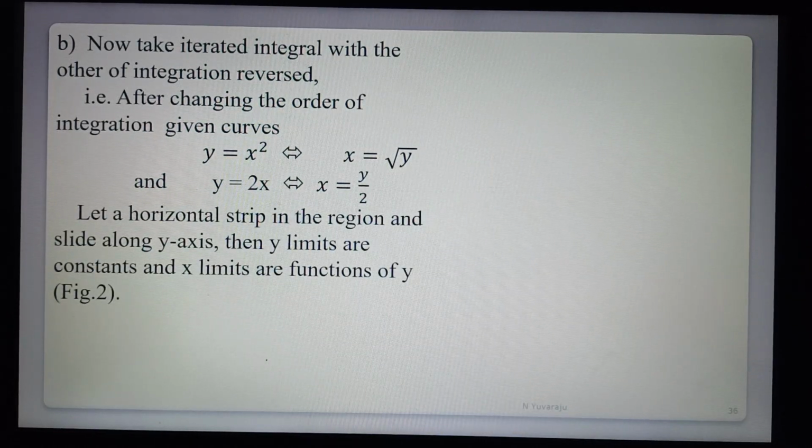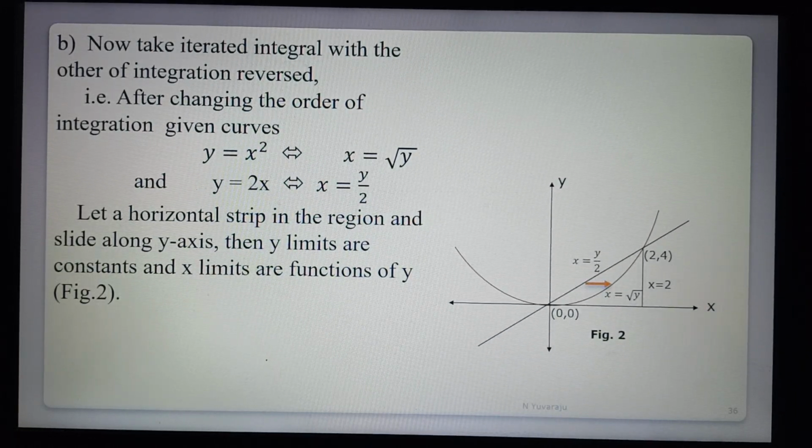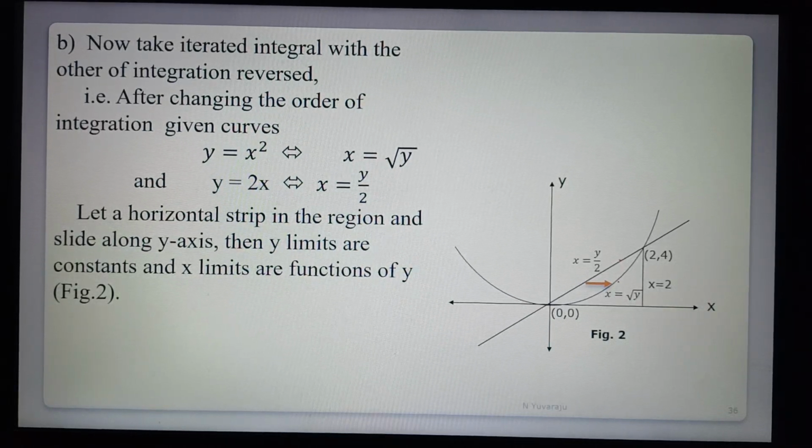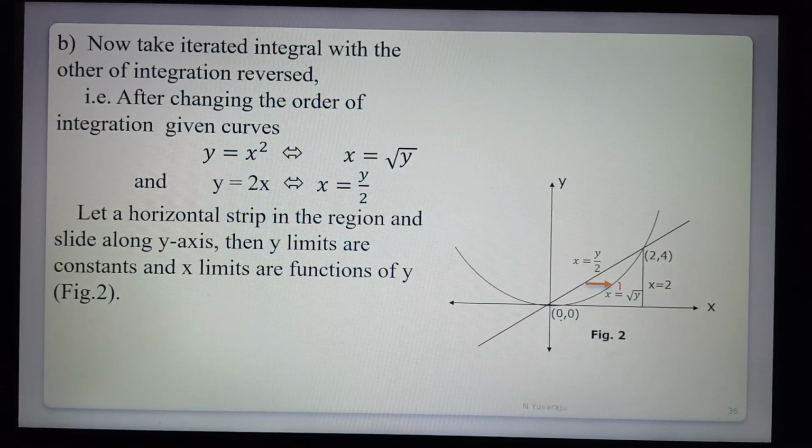Let a horizontal strip in the region slide along the y axis; then the y limits are constants and the x limits are functions of y. See the graph, the same graph with no change, but the limits are changed. This is y equals 2x, which after changing the order is x equals y by 2. And this is y equals x squared, which after changing is x equals root y. The points of intersection are 0, 0 and 2, 4.